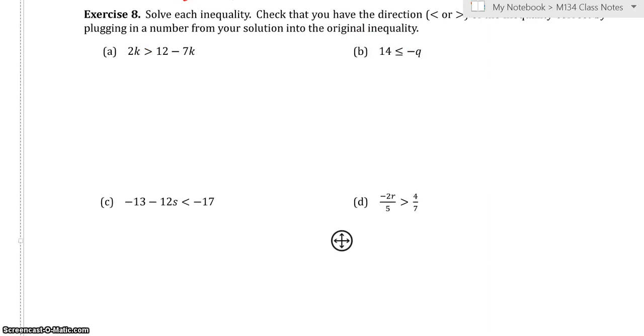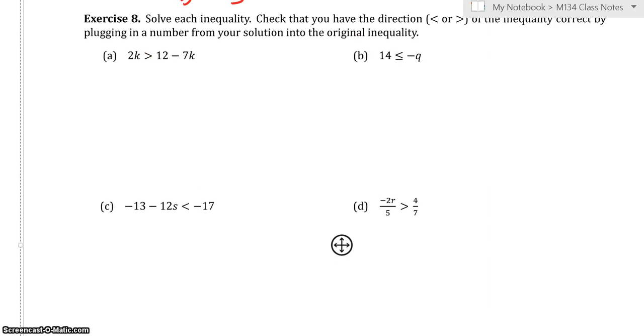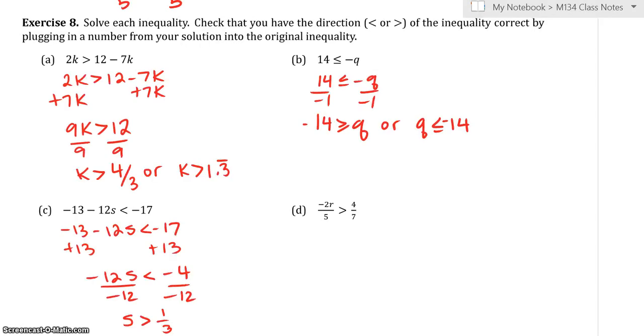Okay, what about example 8? If you haven't tried it yet, stop now and try example 8. This one I'm just going to show you the solution. So here are the solutions for the first 3.